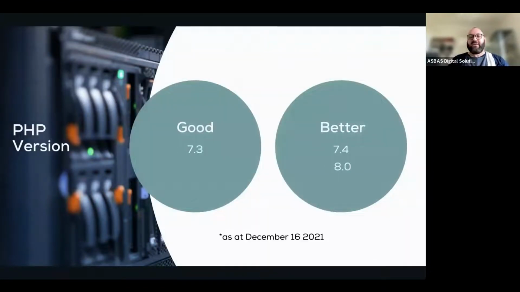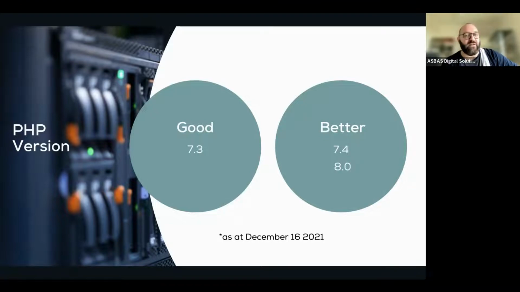Then when it comes to PHP, it's pretty good to run your website at version 7.3 of PHP as at this date, which is December 16, 2021. It is still the supported version, but better is the upcoming supported version, which is already in the wild and probably the most used version of PHP, which is 7.4. But next year, get ready for version 8, which comes with immense speed improvements.